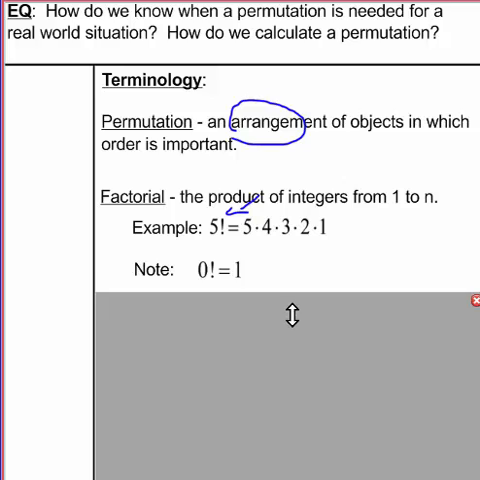One thing to note that's very important is that 0 factorial is equal to 1. So anytime you get 0 factorial, that's automatically equal to 1.